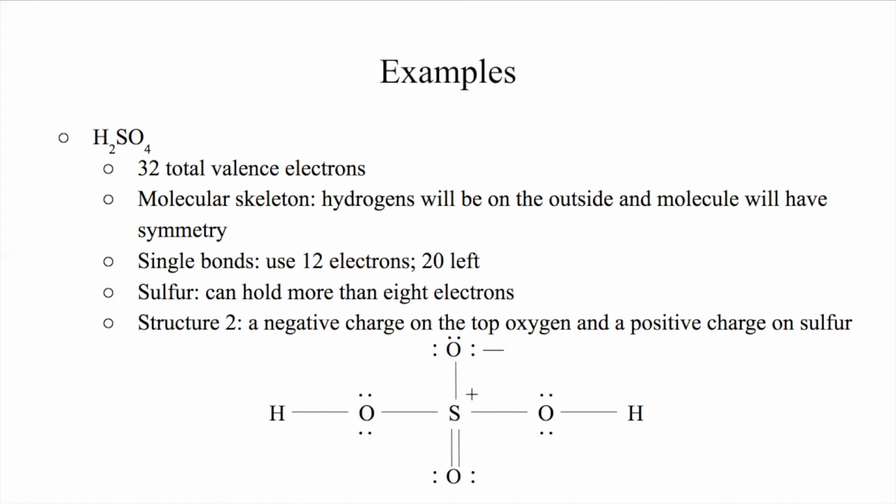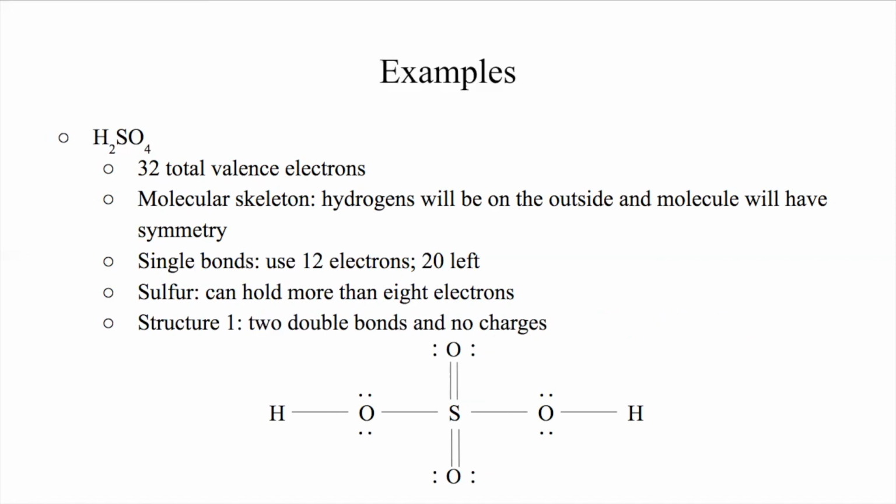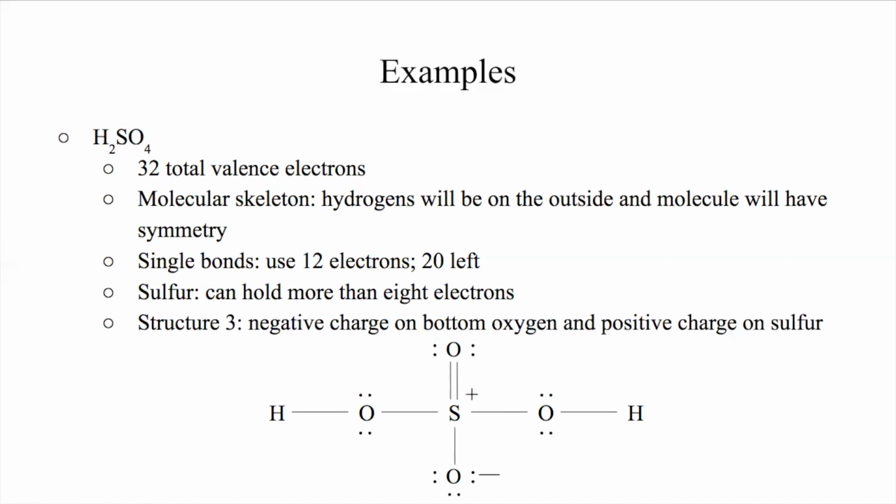Now, there's a negative charge on oxygen, but there's also a positive charge on sulfur, so the overall charge of the molecule is still 0. Let's go back to our first structure, and this time, move the electrons in the bottom double bond. This produces a similar resonance structure.